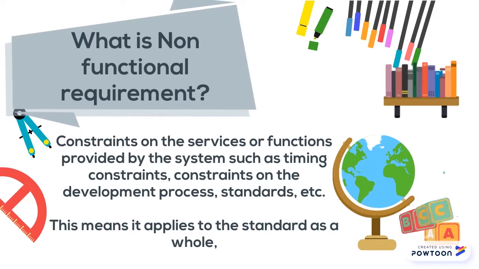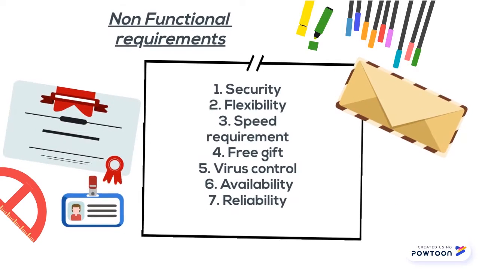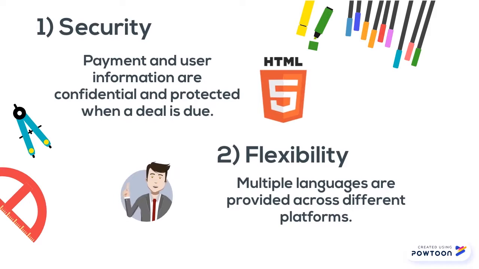What are non-functional requirements for Shopee? There are constraints on the services or functions provided by the system, such as timing constraints, constraints on the development process, standards, etc. It means it applies to the system as a whole. There are 7 non-functional requirements for Shopee, which are security, flexibility, speed requirement, free gift, virus control, availability, and reliability. As for the first one, security means that payment and user information are confidential and protected when a deal is done. And the second one, flexibility, means that multiple languages are provided across different platforms of Shopee.